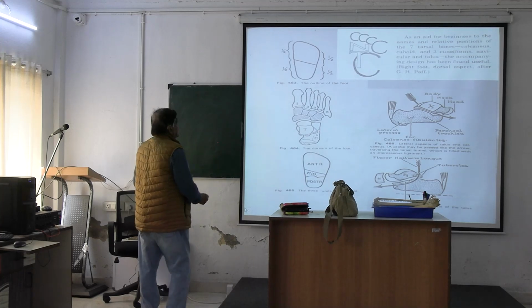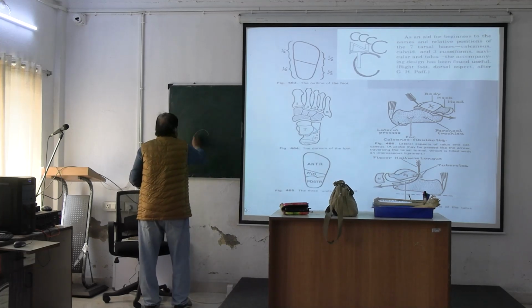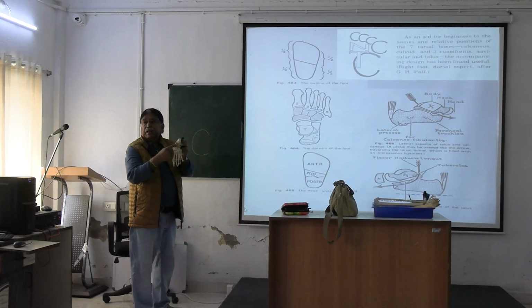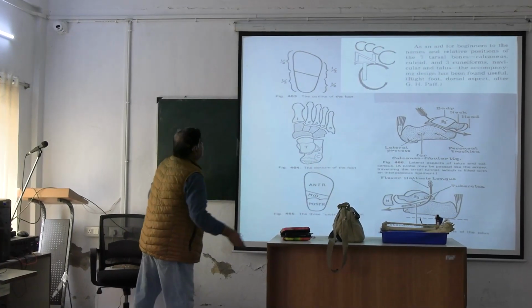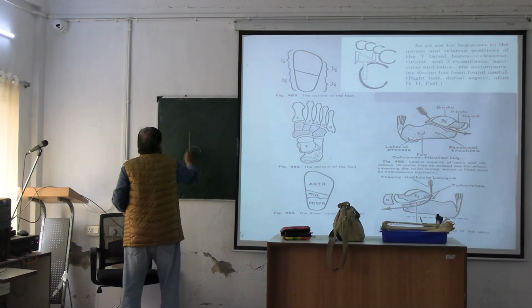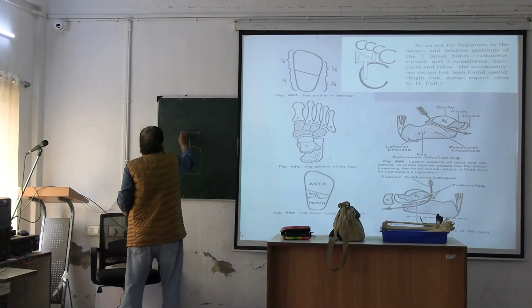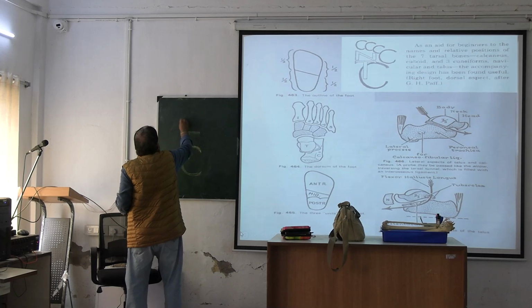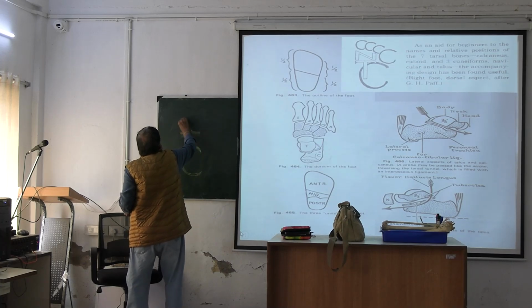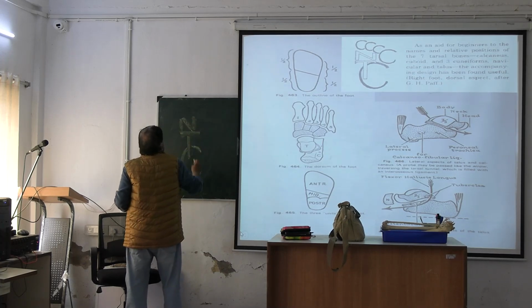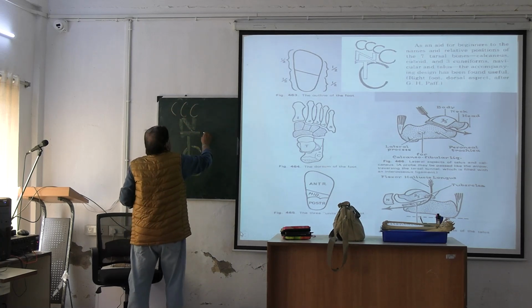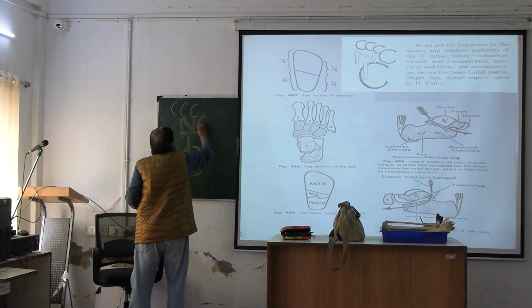Okay. Now, you see, you draw a C like this. Then the talus is on top of the C. Okay. Now, navicular. And then 3 cuneiforms. And this is the cuboid.